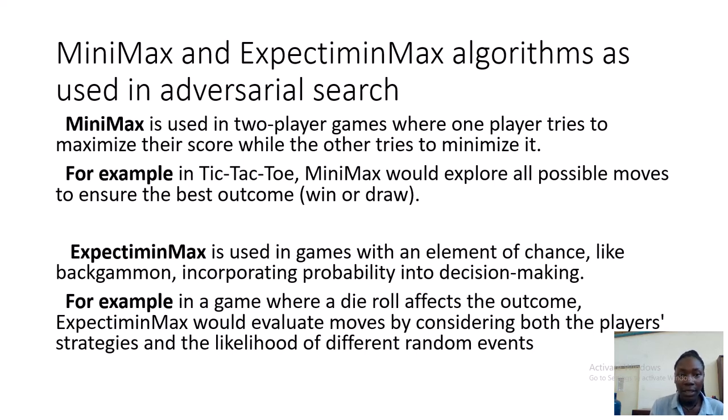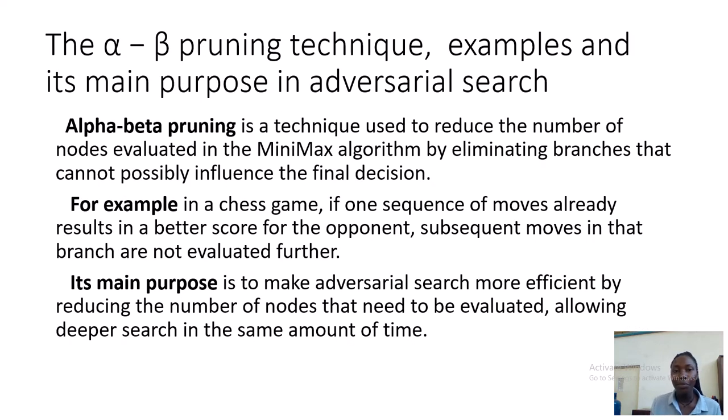Minimax is used in two-player games where one player tries to maximize their score while the other tries to minimize it. For example, in Tic-Tac-Toe games. We also have expectimax, which is used in games with an element of chance, like backgammon, incorporating probability into decision making. For example, in a game where a die roll affects the outcome, expectimax would evaluate moves by considering both the players' strategies and the likelihood of different random events. So that is like probability.